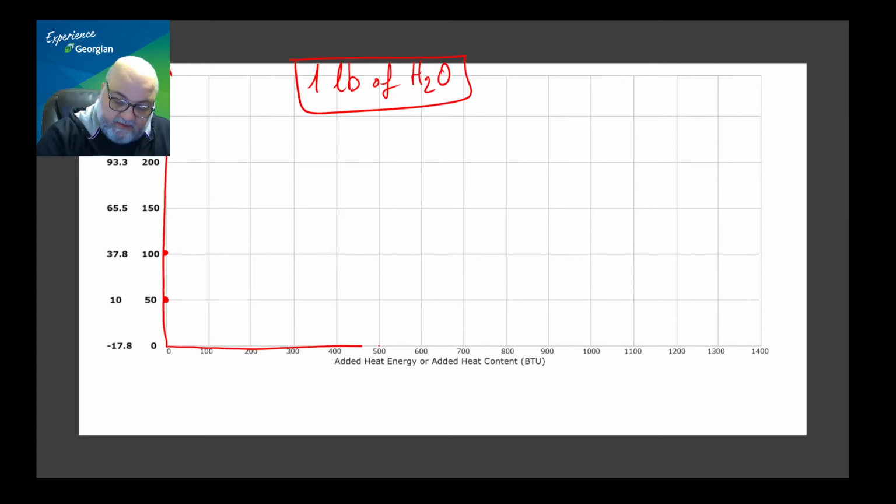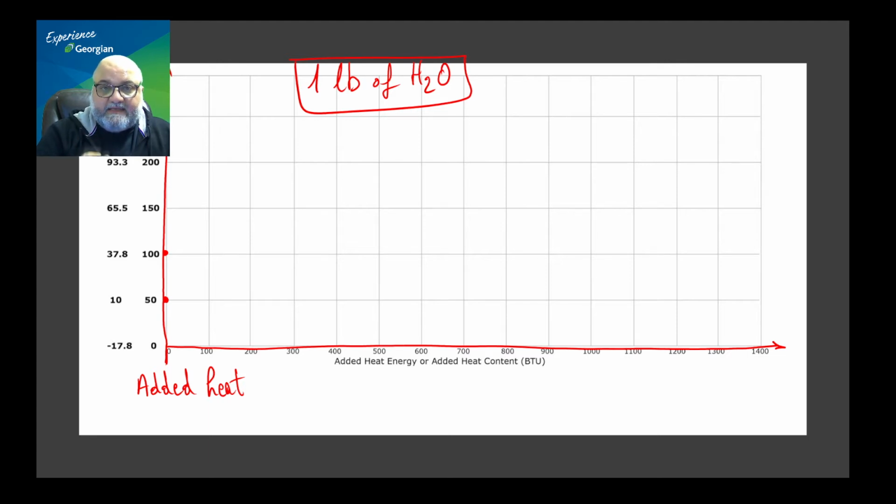The x-axis, on the other hand, represents the added heat or heat content. So this point here, 0, means that we have not yet added any heat. Whatever that 1 pound of H2O we had at the beginning is still carrying its initial heat content. Adding 100, 200, up to 1400 BTUs is going to be graphed here.